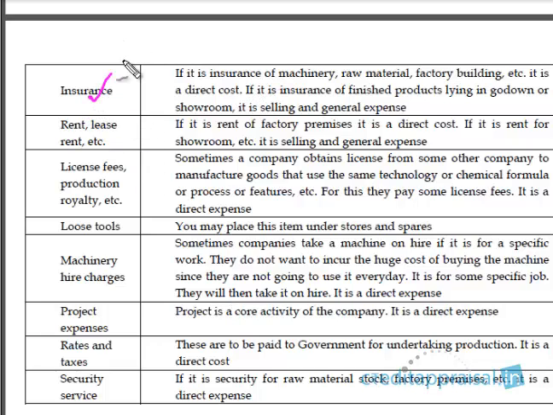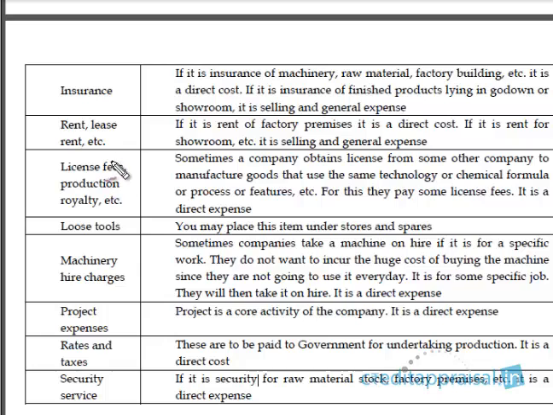Insurance, again, is something which we cannot say whether it's a direct expense or an indirect expense. Insurance of plant and machinery, insurance of factory assets like the factory building and all, those will be a direct expense. However, if you have finished goods that are already manufactured, and you have insured those goods because they might be damaged by fire or any other threat, then that insurance will be an indirect expense. So in the absence of information, please classify it as a direct expense.